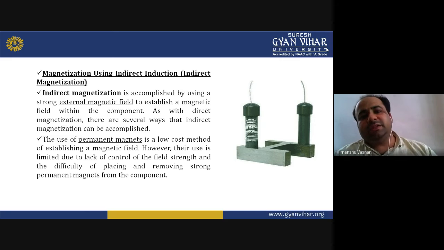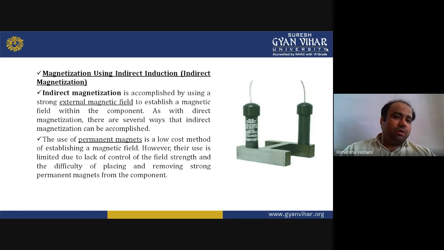Now indirect magnetization is accomplished by using a strong external magnetic field to establish a magnetic field within the component. What they are doing? You are using an external magnetic field. Okay. Now, as with direct magnetization, there are several ways that indirect magnetization can be established.